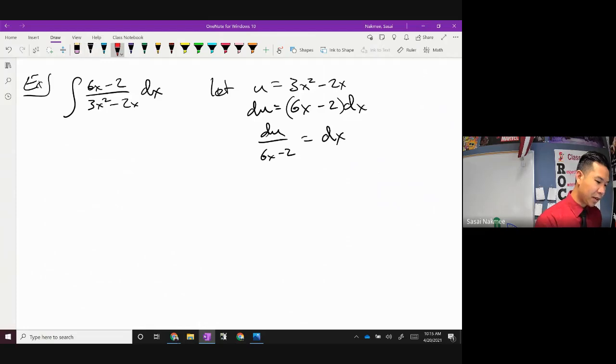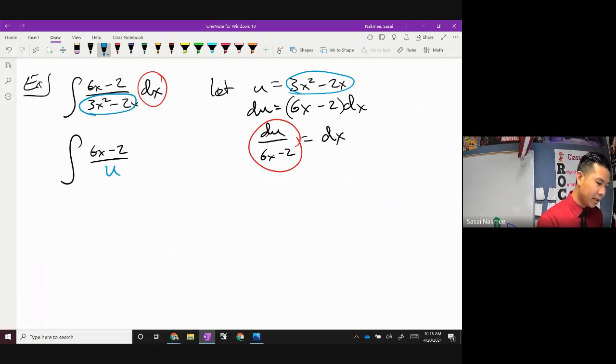And go ahead and start substituting out, right? The numerator 6x minus 2 is going to be replaced by du, and the denominator by u. So if I write this out, I should end up with the integral of 6x minus 2 over u, so that's what I'm replacing that with, times dx, which in this case is du over 6x minus 2. Right? These guys work out because the 6x minus 2 cancel each other out. I'm ending up with the integral of du over u.